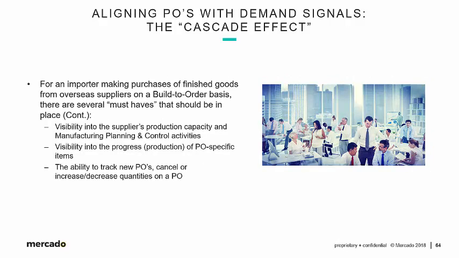Moving along with the cascade effect and these must-haves that should be in place, it's a little bit more difficult to do, admittedly, but to have visibility or at least updates into the supplier's production capacity and manufacturing planning and control activities would be very helpful. We as the importer need assurances that our goods are being made in the quantities and the timing that we requested, bearing in mind that it's not very likely we're the only customer of that overseas vendor. It really comes down to where are we in line in terms of the master production schedule, or as we see in our second sub-bullet point, visibility into the progress, actual production of PO-specific items.